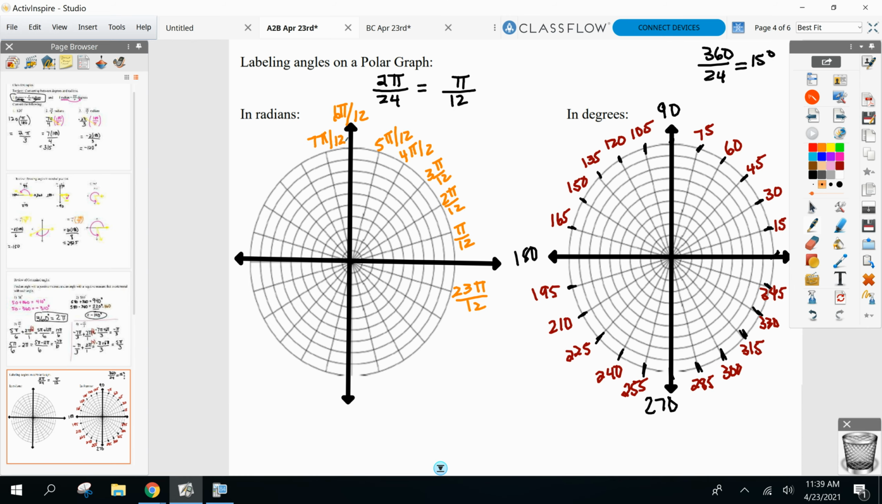The polar grid goes by 15s in degrees, pi over 12 in radians. All right, you guys ready to use these at home? How we're going to use these? We're going to graph angles just like we did, but they're going to be a heck of a lot more detailed than what we used to have.